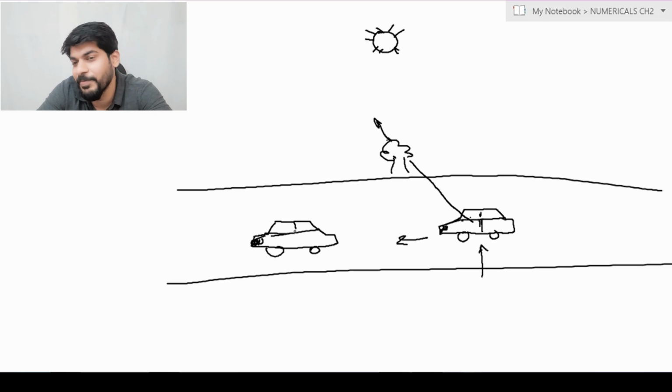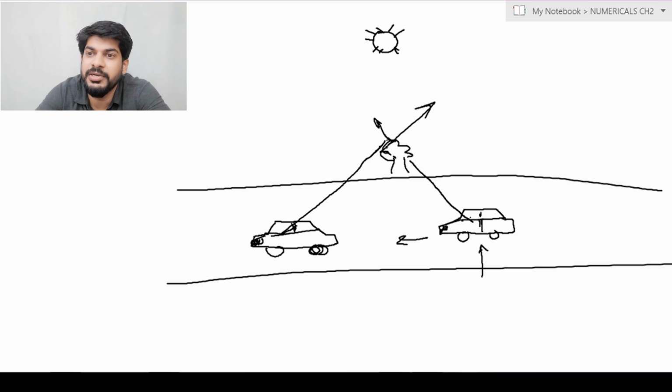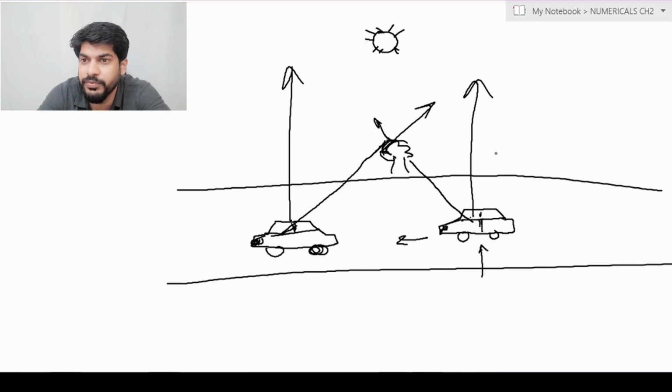again, please don't mind my drawing over here. When we observe from here now, we will find that the tree is on this side. The tree has changed its position, but the sun is still in the same direction that we were observing it, because it is very far.